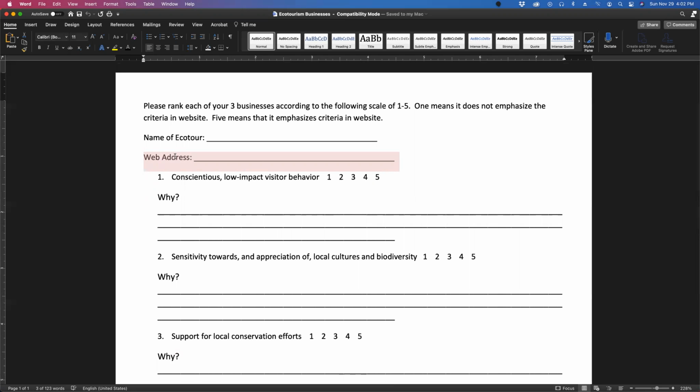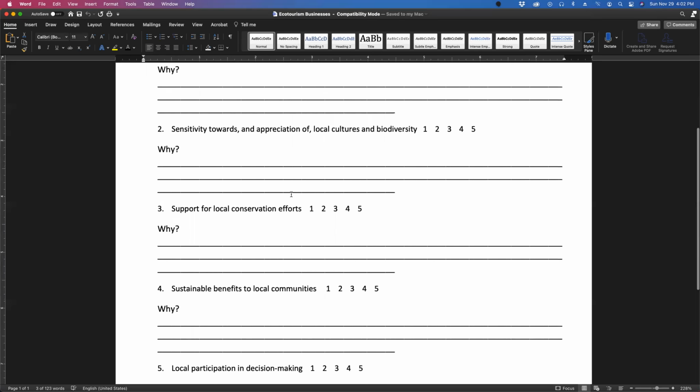Maybe even figure out if they've ever been mentioned in anything more academic, where in academia we don't really care about the money side. We're just saying, are they or aren't they sustainable, or ecotourism, or conscientious? Don't just give me the web address of the ecotourism company and say, oh, they're sustainable because they said so. That's the biggest mistake you can make on this assignment.